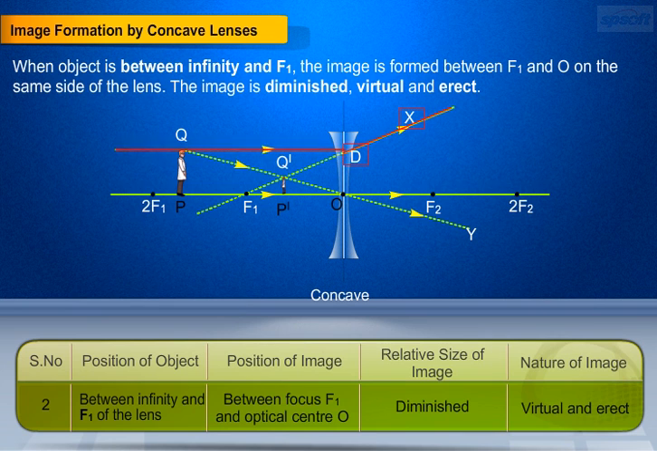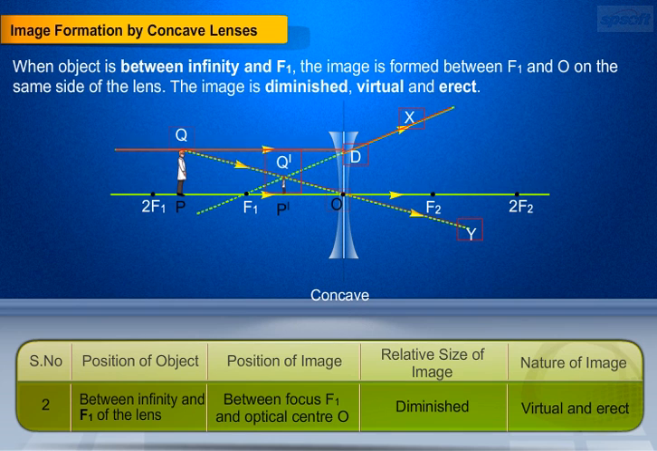Now DX is the first refracted ray, which appears to be coming from focus F1. The second ray of light starting from the same point Q passes through the optical center of the lens, and after refraction goes straight in the direction OY. Thus OY is the second refracted ray. The two refracted rays DX and OY are diverging from each other, and appear to meet at a point Q' on the left side of the lens, only when they are extended backwards.